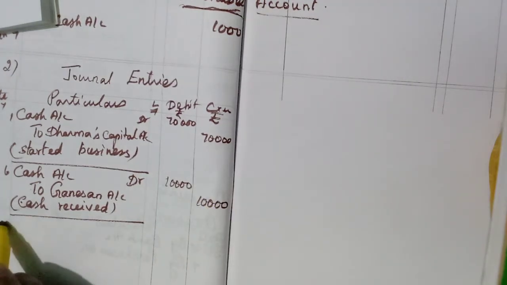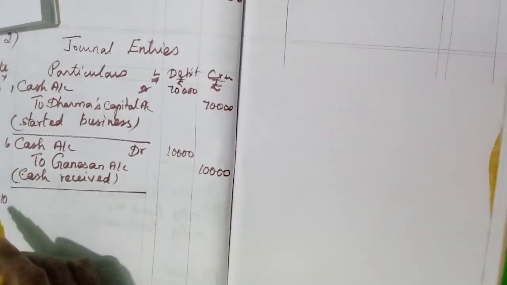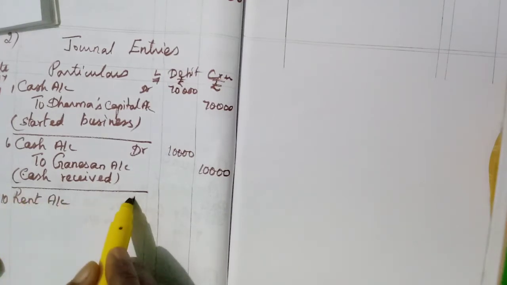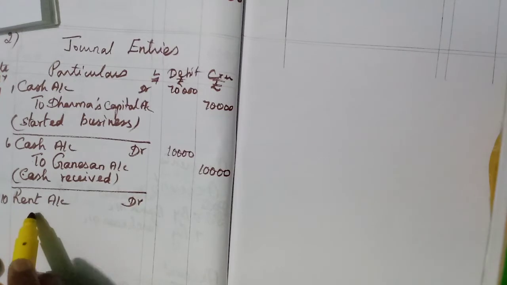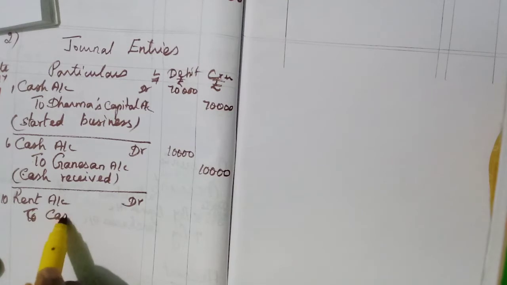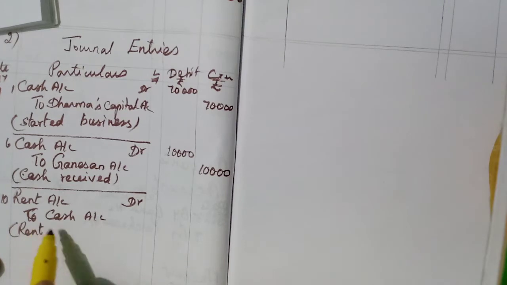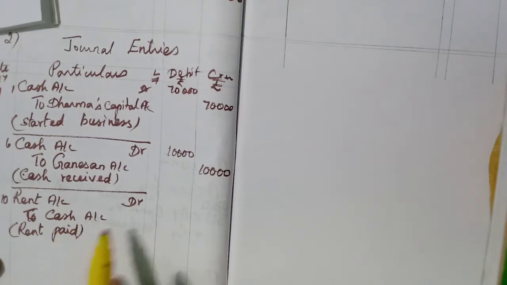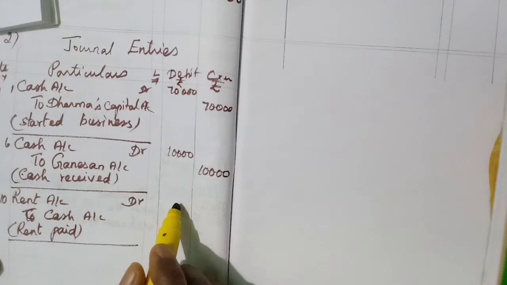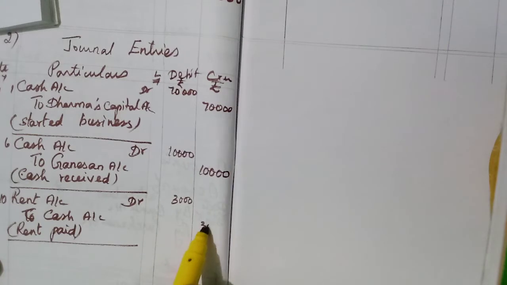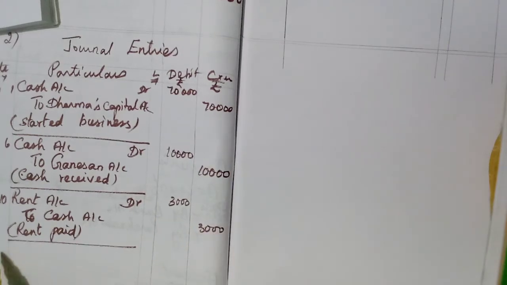Then 10. Rent paid. So rent is an expense. So we need to debit. Then rent account debtor. What is going out? Cash going out, isn't it? So to cash. Then same thing, rent paid, you write 3,000. Then 20.